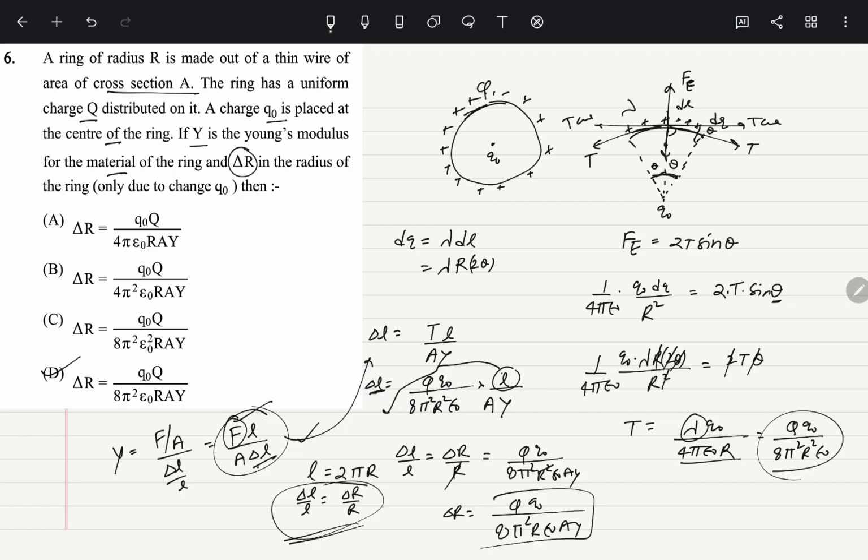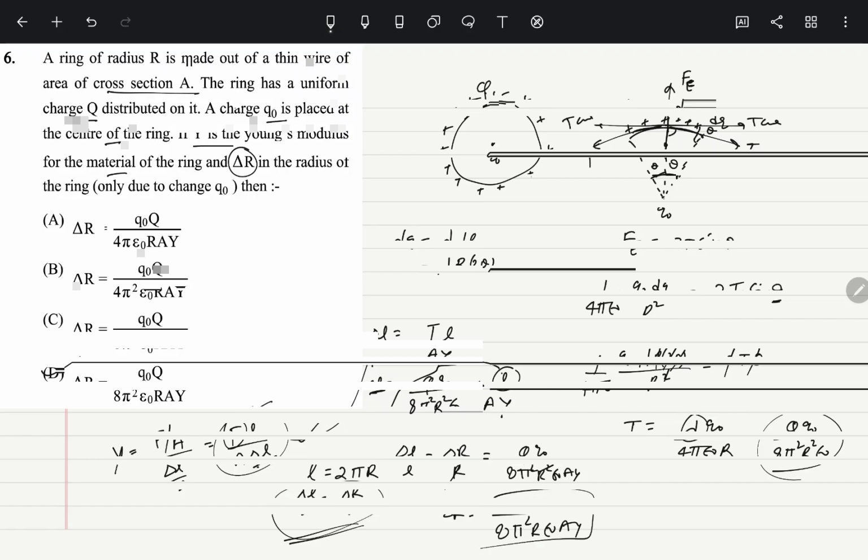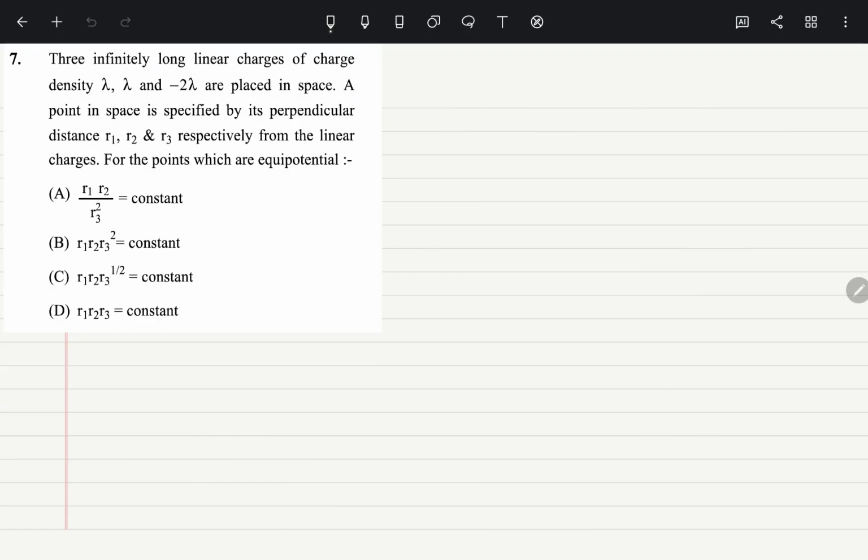Okay, let's move to the next question now. Question number 7: 3 infinitely long linear charges of charge density lambda and minus 2 lambda are placed in space. A point in space is specified by its perpendicular distances r1, r2, r3 respectively from the linear charges. The electric field due to an infinite length charge is 2k lambda by r. If I change the values r1, r2, r3, we get 3 different fields. So this is the general electric field, E equal to 2k lambda by r.